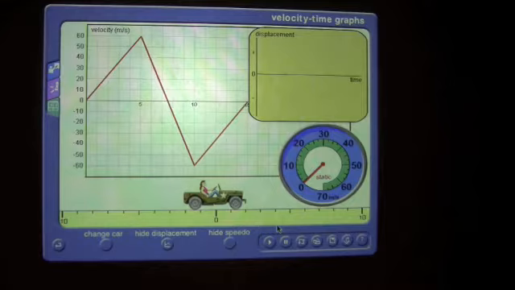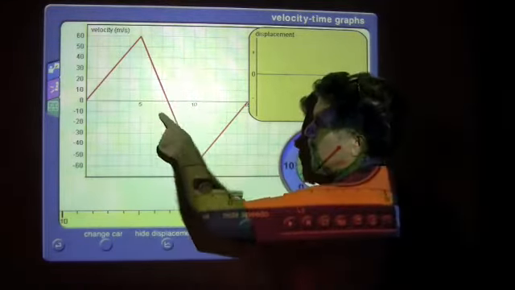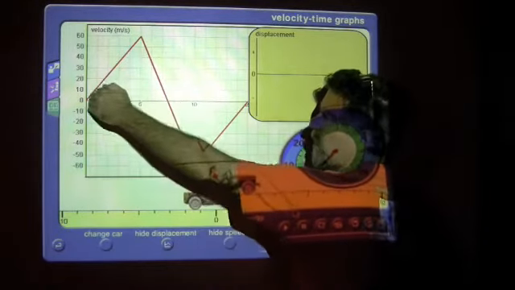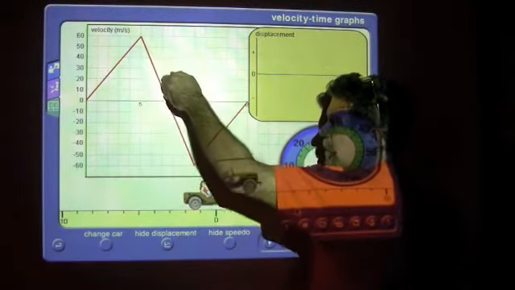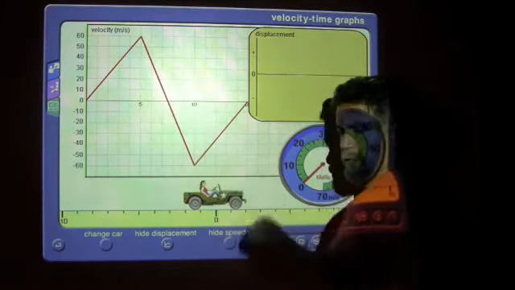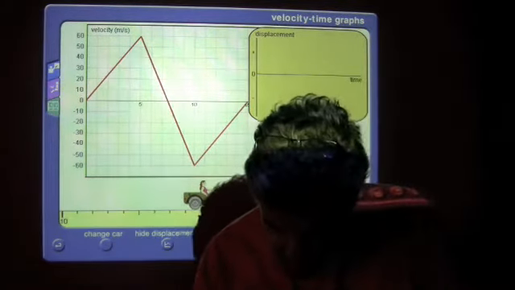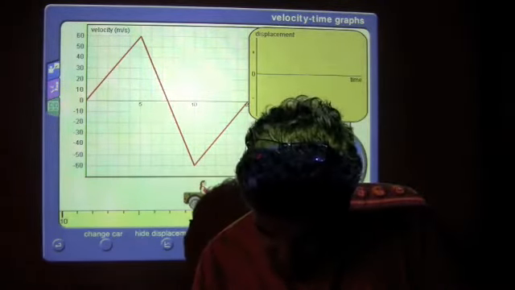Now let's go ahead and run this. I want you to think about this, I think this is the weirdest part right here. Positive acceleration, negative acceleration that whole way, then positive acceleration. But let's see what it looks like.